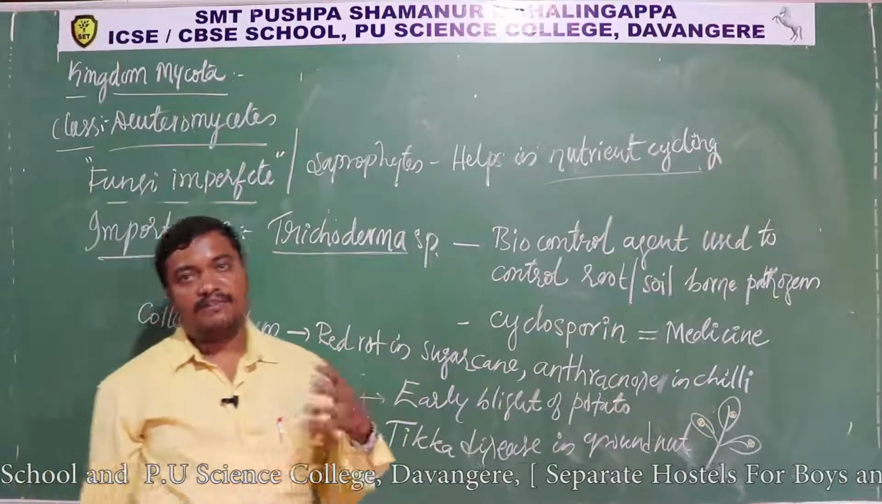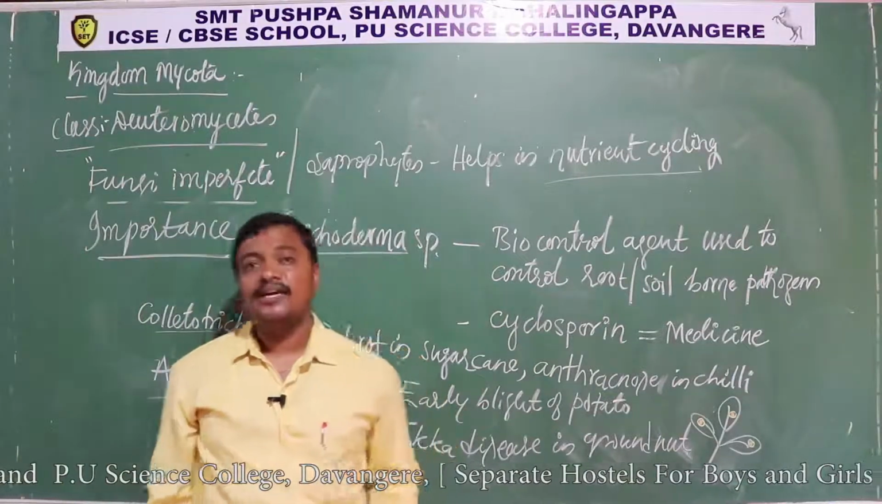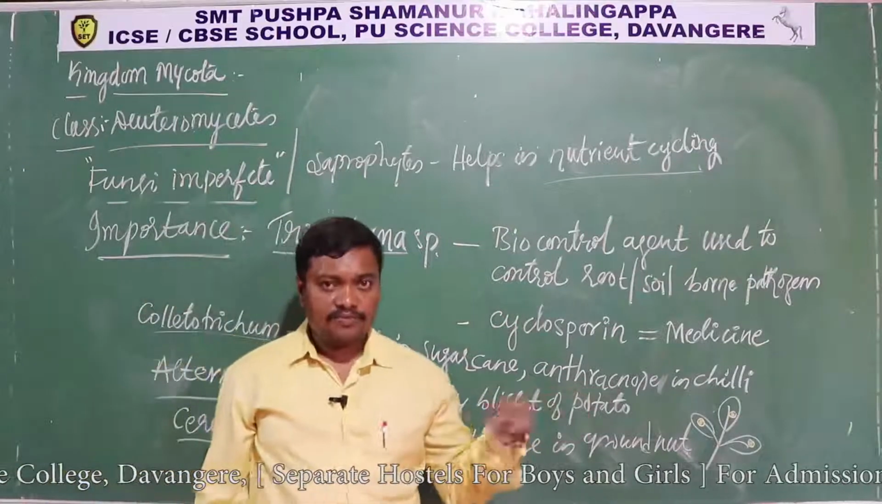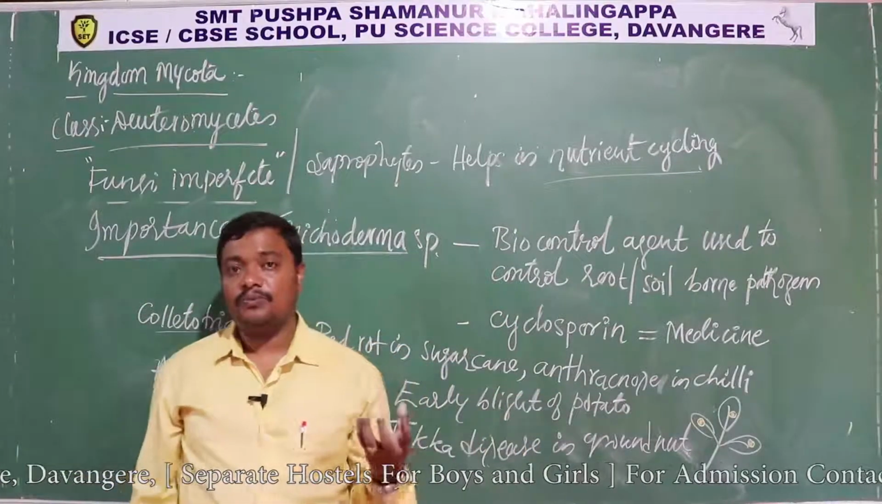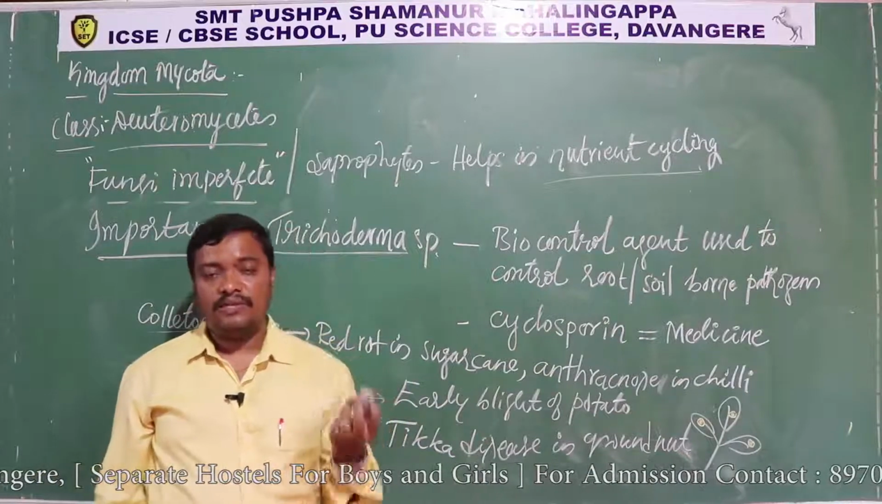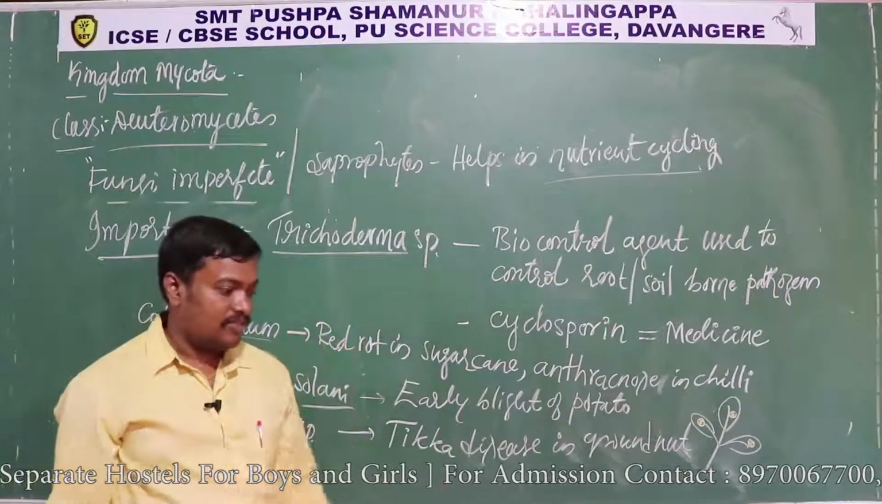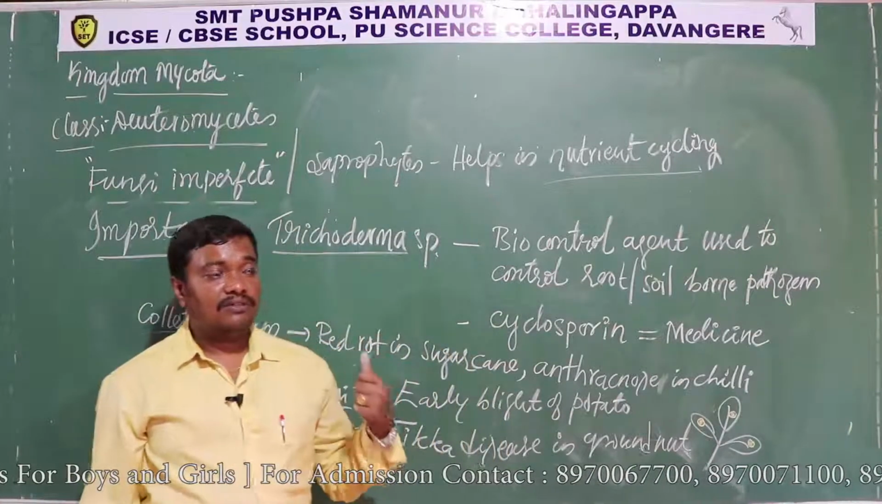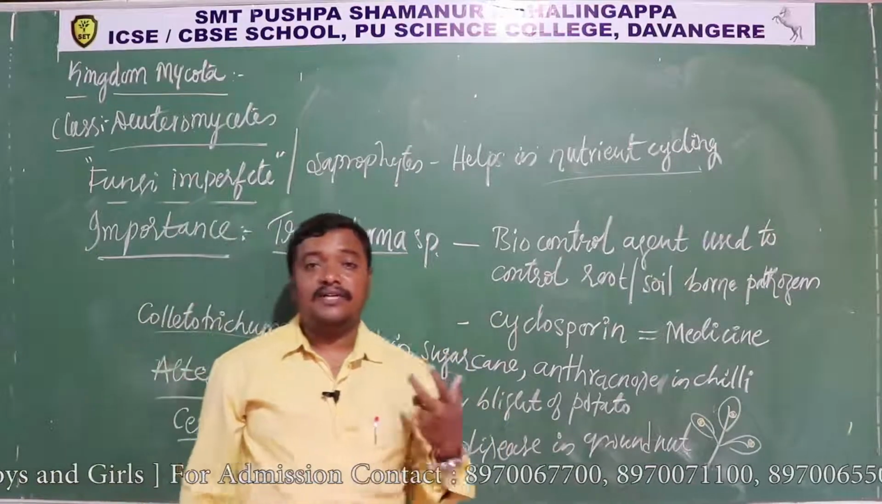So it is one of the examples for unicellular fungi, and all other fungi are multicellular. There is a group called yeast. A few genera and species were there. They do not produce hyphae. Instead, they have a single cell. Okay, so it is a unicellular fungus.